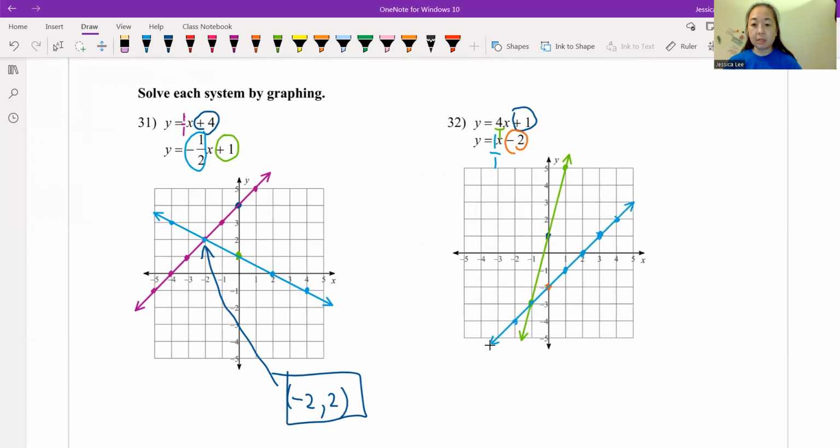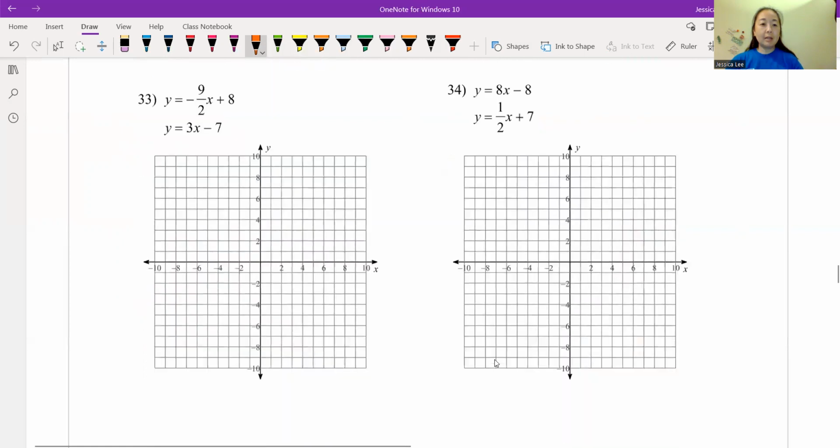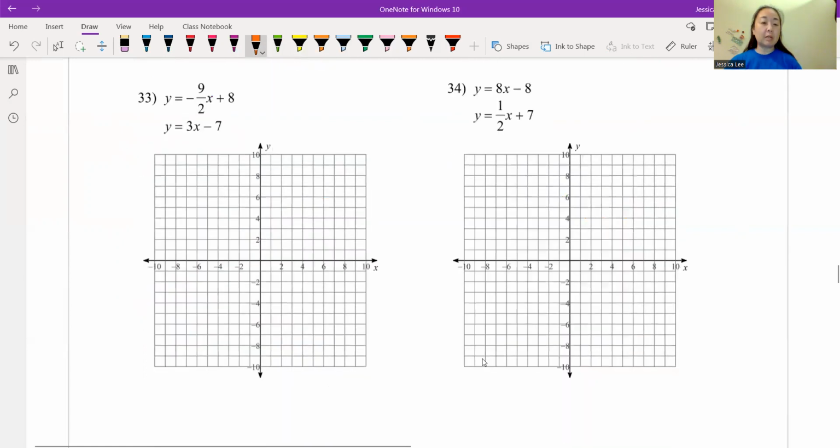Perfect, just like that. All right, and where do they cross? Right here at -1, -3. So that's gonna be -1, -3. Boom, just like that. All right, and now we're just gonna practice some more.